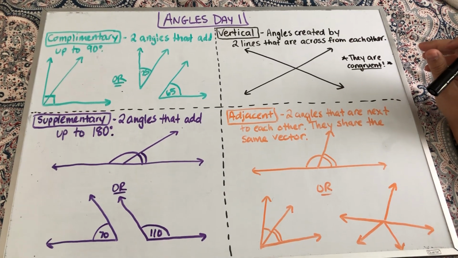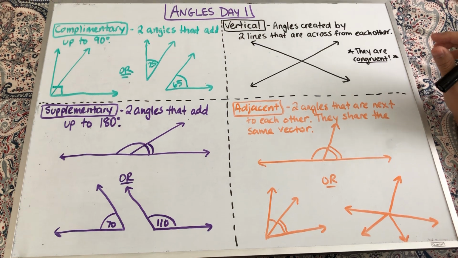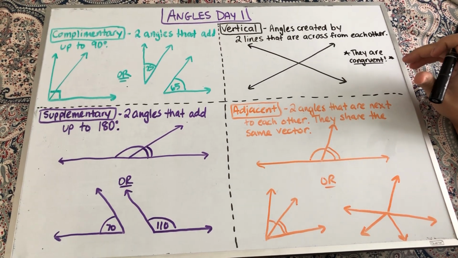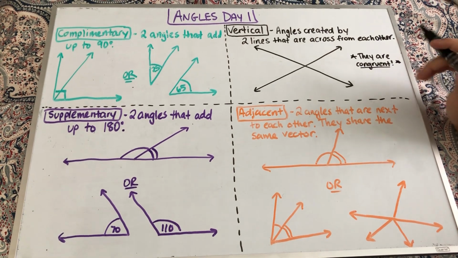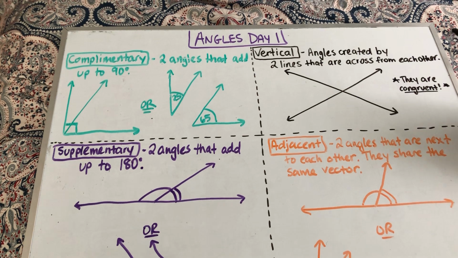Alright guys, so for this video we are going to go over 4 different types of angle relationships. This is going to be for your day 1 angle assignment. Should help you. So the first one, if you look up here on the green, it is complementary angles.